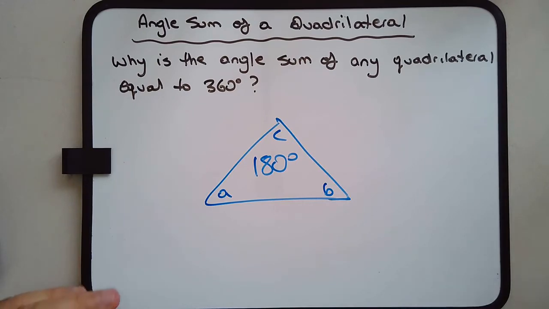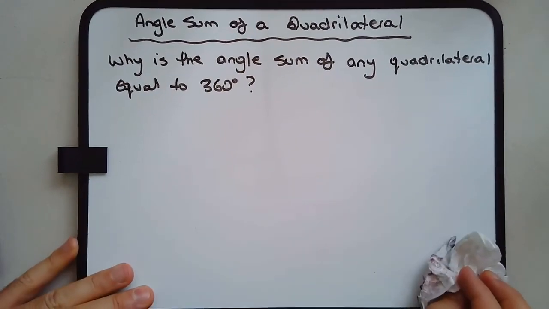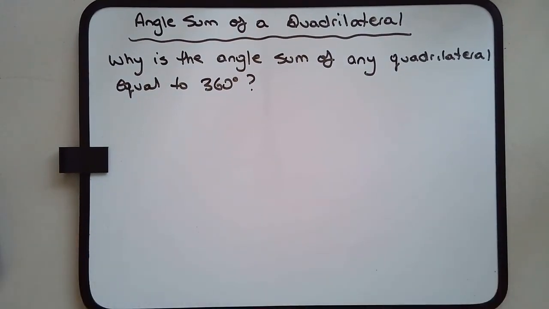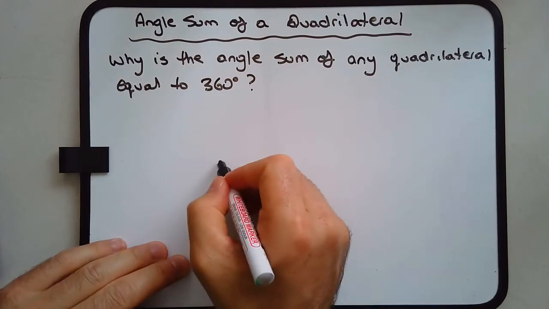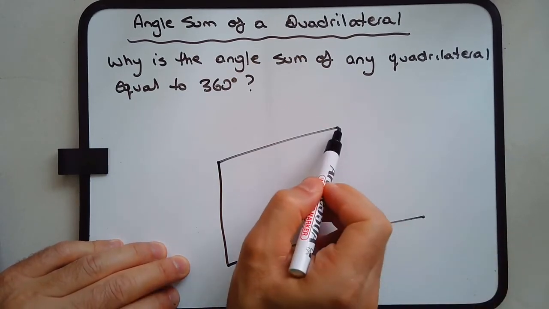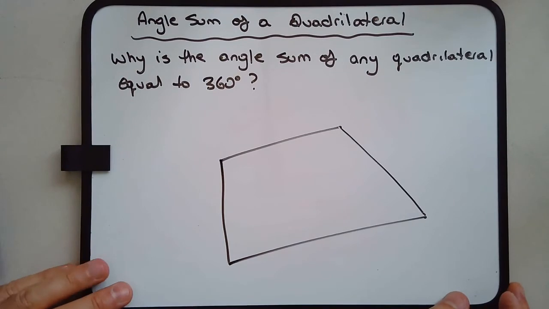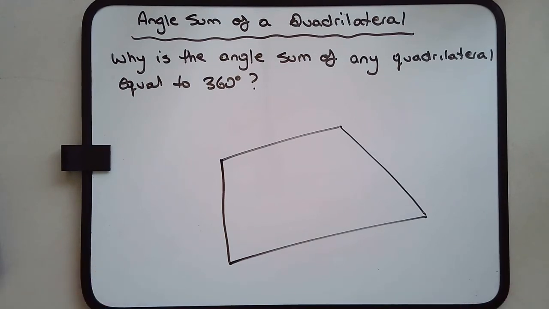Now we're going to extend that understanding to quadrilaterals, so to four-sided shapes. So why is it that for any four-sided shape, the angle sum is 360 degrees? If I was to draw any random four-sided shape, it doesn't really matter what type of shape it is. It could be any of the quadrilaterals that you've studied so far, or any irregular quadrilateral that has no properties apart from the fact that it's got four sides.